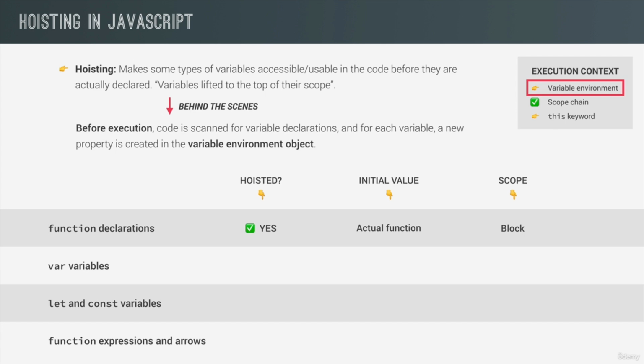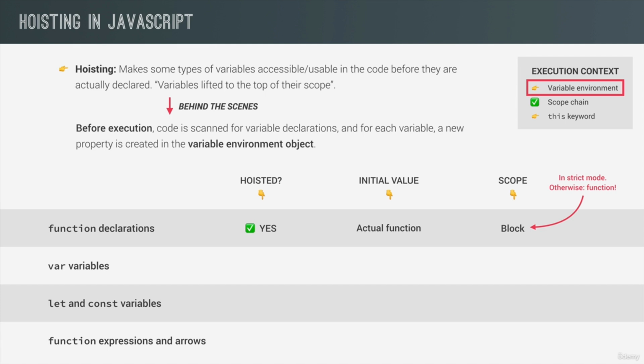And just to make this table a bit more complete, so that it serves as a nice overview for you, I also show here that function declarations are block scoped, as we learned before. Just keep in mind that this is only true for strict mode. So if you're using sloppy mode, which you shouldn't, then functions are function scoped.